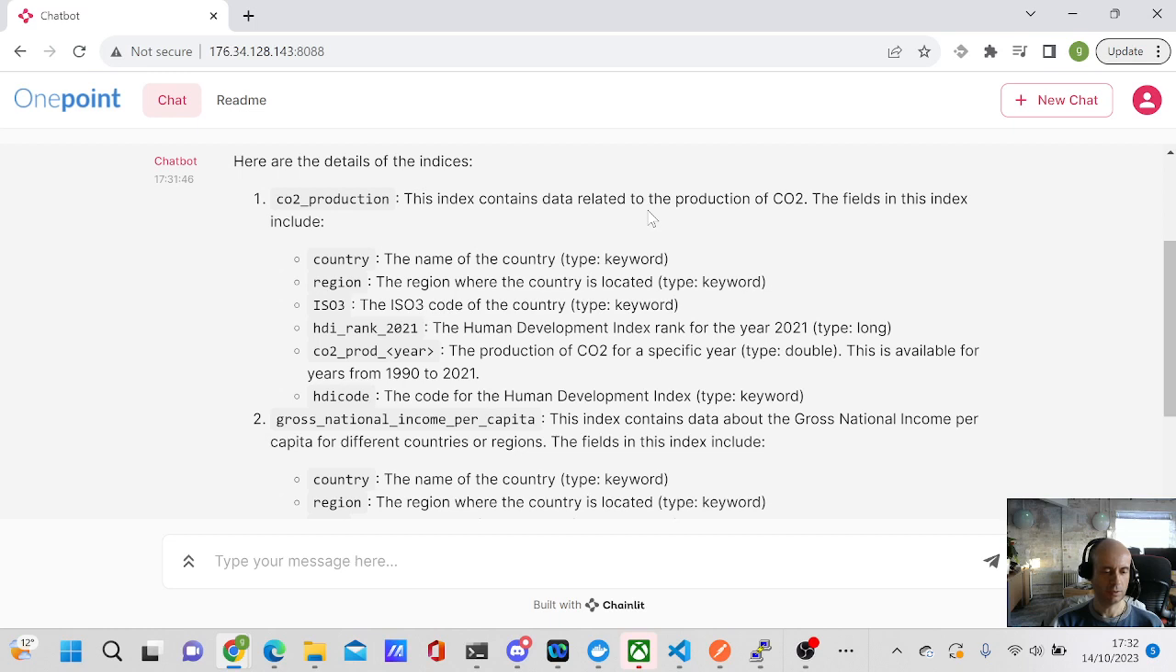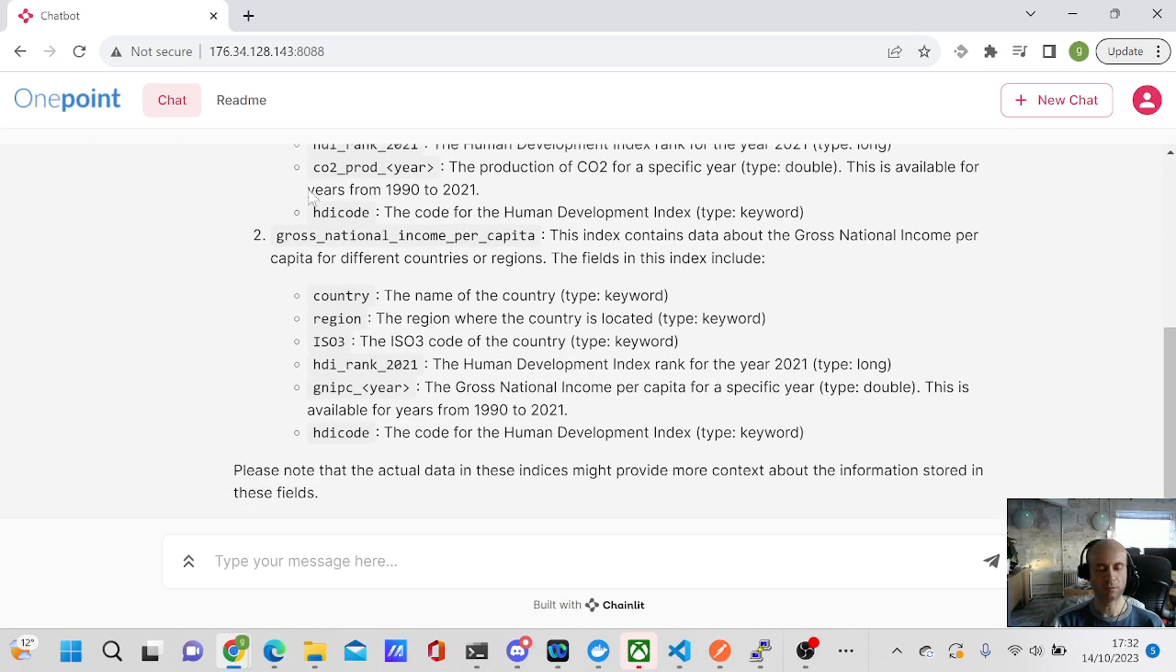The fields in this index include, and then it describes the fields, and it's pretty accurate, I think, because the country is there, there is the region, ISO 03, which is just a country code, it seems, and there is also the HDI rank, and then the CO2 production for specific years. And then it also describes the gross national income per capita, and it is pretty accurate, so it did a pretty good job. Behind the scenes we have ChatGPT 4 operating.